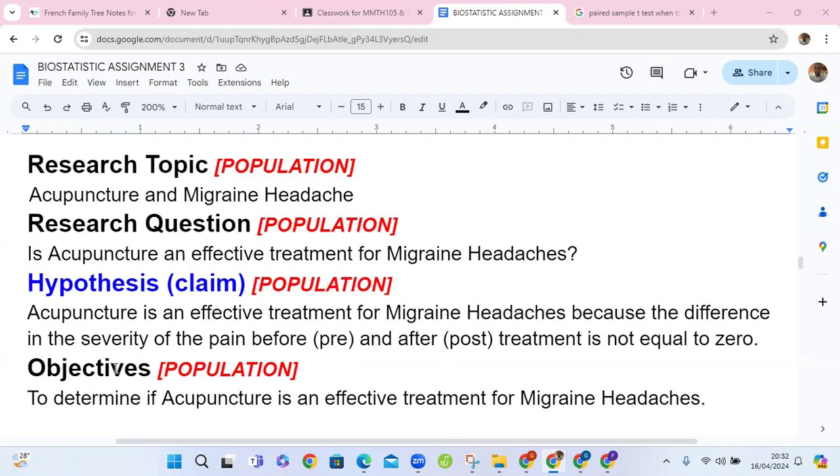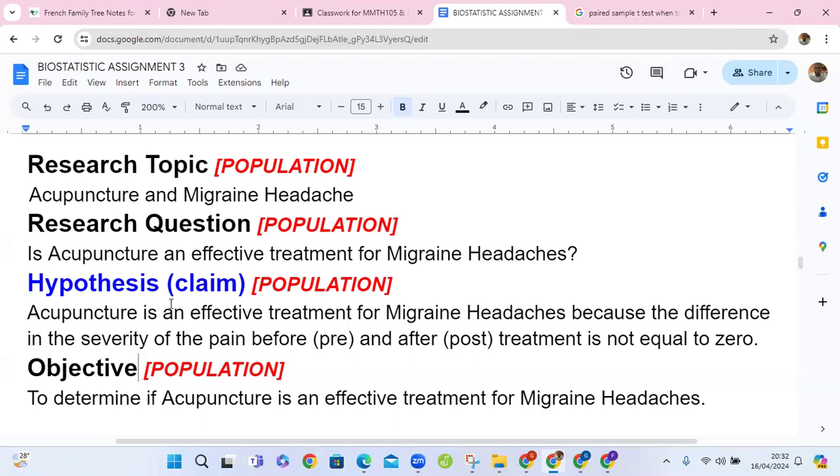And the objective, well, objective is only one research question, one hypothesis. One objective is to determine if acupuncture is an effective treatment for migraine headaches. Now, if you notice, population is written because all these, the research topic, research question, hypothesis, and objective are all geared towards the population. Now we have to take a sample to test these hypotheses.